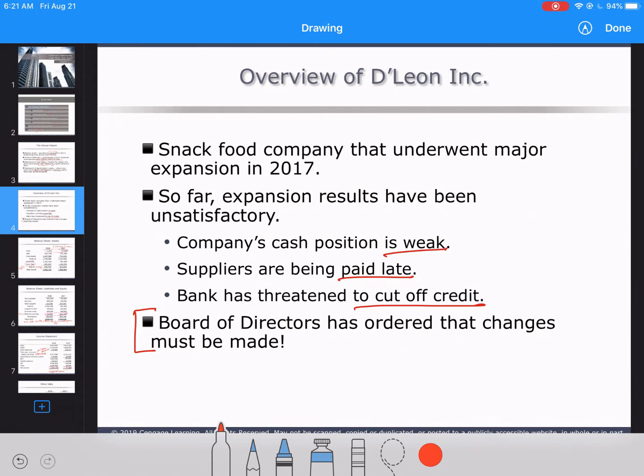This is about the company Didion, and they expanded in 2017, and the results are unsatisfactory. Their cash position has weakened. Suppliers are being paid late, and they are threatened to cut off credit. The bank has threatened, that is, notes payable is being threatened, and the board of directors has ordered that change must be made. So you are looking into it.